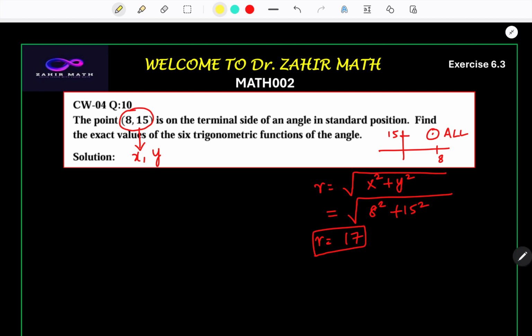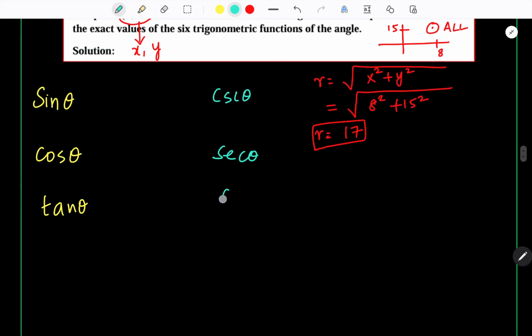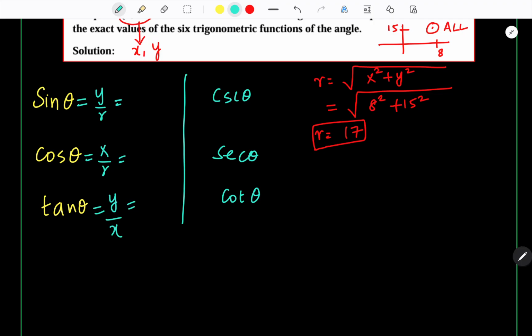Okay, so let's write all the 6 trigonometric functions: sine theta, cosine theta, then tan theta. Then here you're going to write cosecant theta, secant theta, and then cot theta. Okay, right. So make a line. So sine theta, cos theta, tan theta. What's your formula? Y by r, x by r, y by x. So just write the answer.